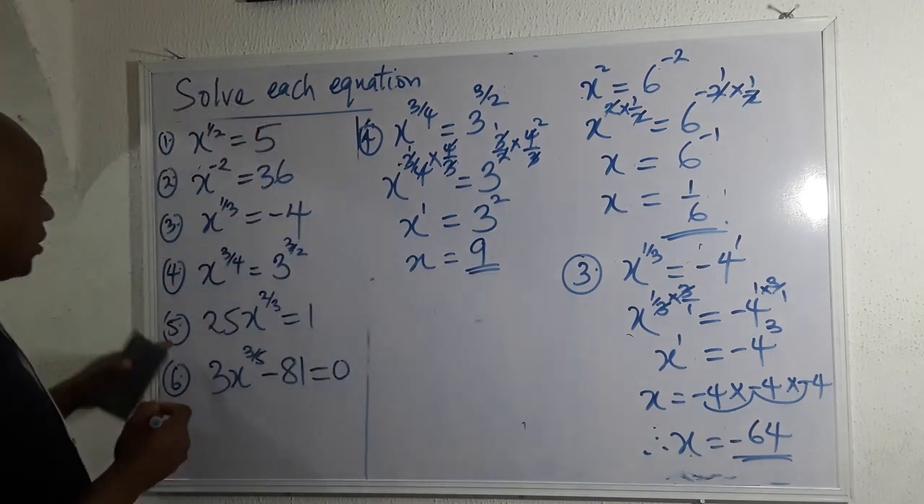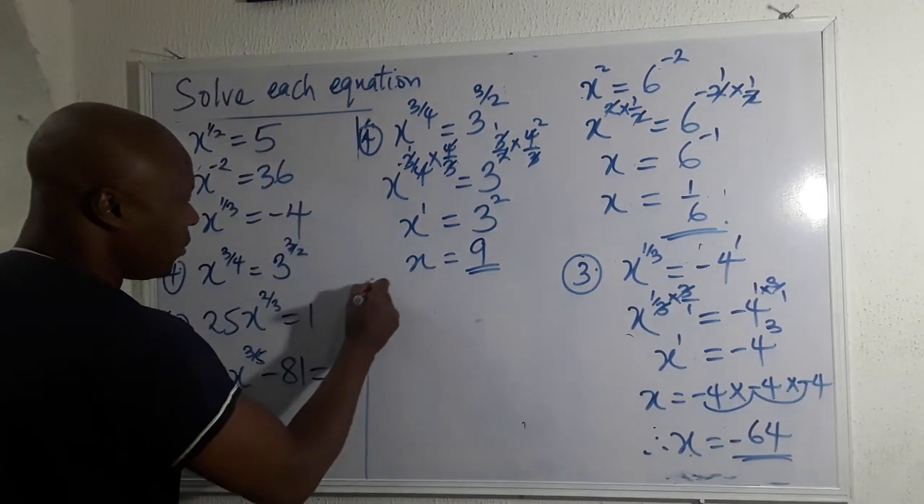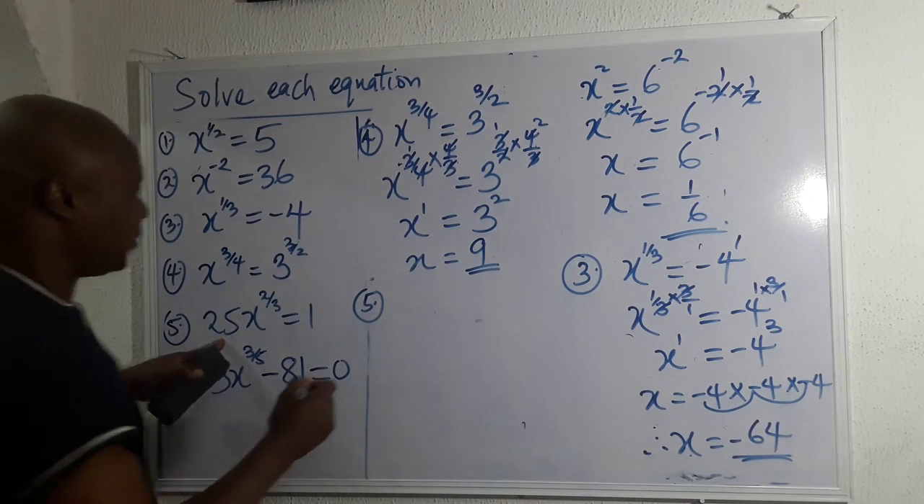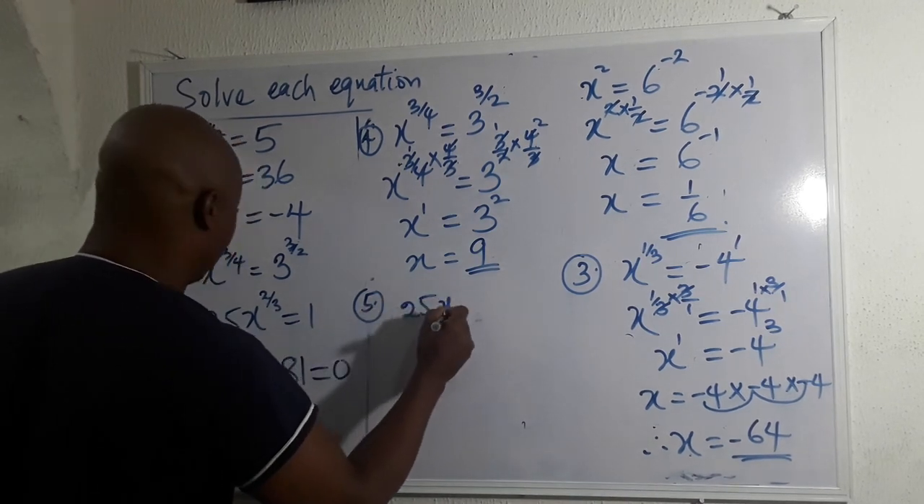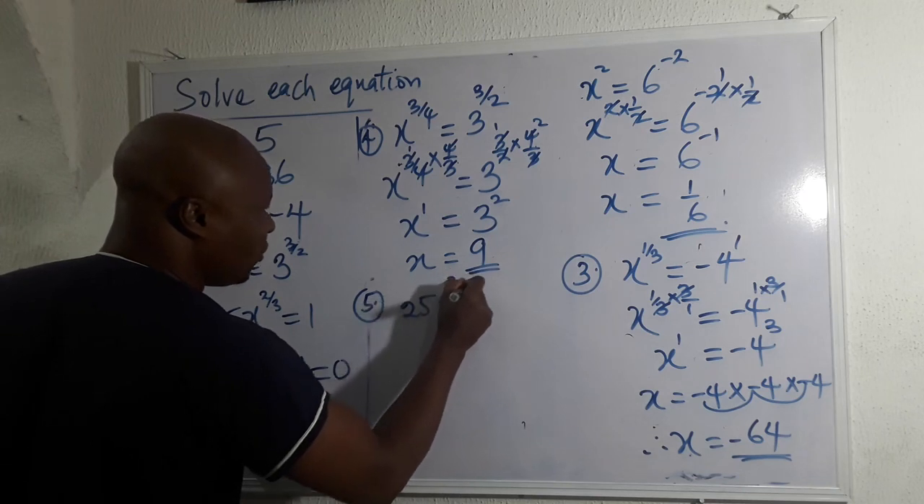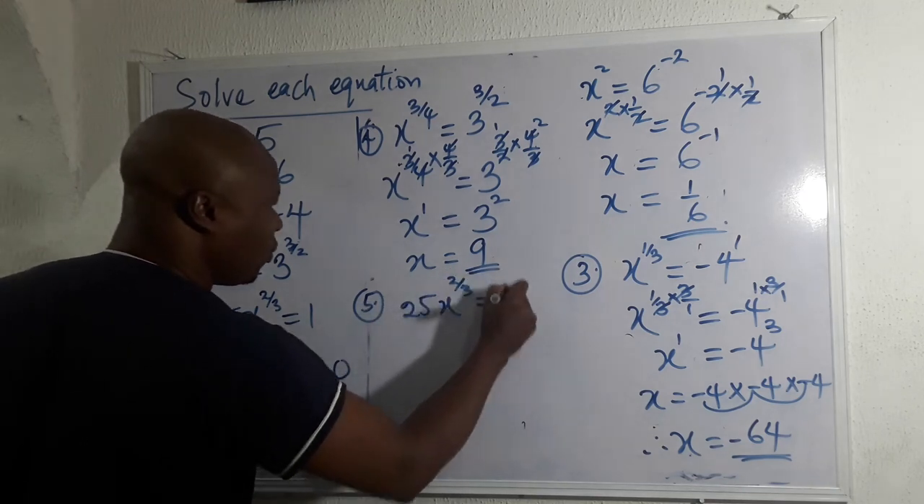So let's look at question number 5. Question number 5 is saying that 25x raised to power 2 over 3 is equal to 1.